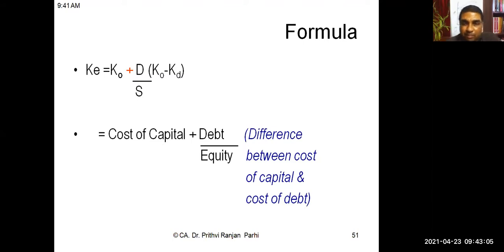Yeah. So you see how to calculate cost of equity: cost of capital plus debt by equity multiplied with the difference between cost of capital and cost of debt. So under this theory, we will be able to compute cost of equity by using this: overall cost plus debt by equity into difference between overall cost minus cost of debt.